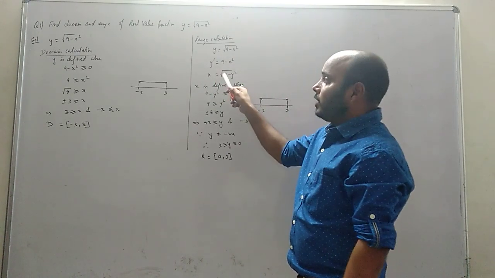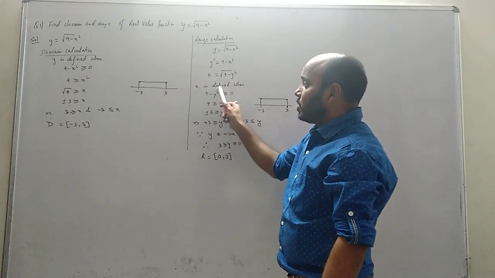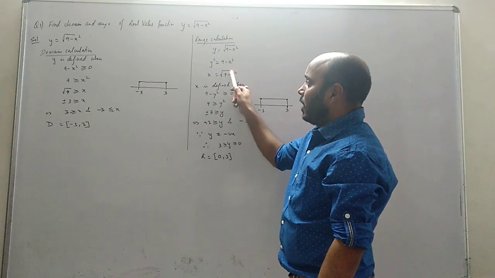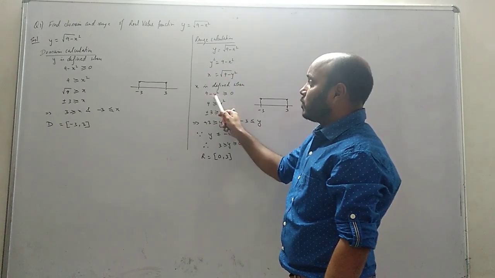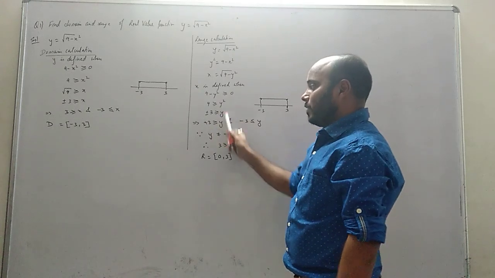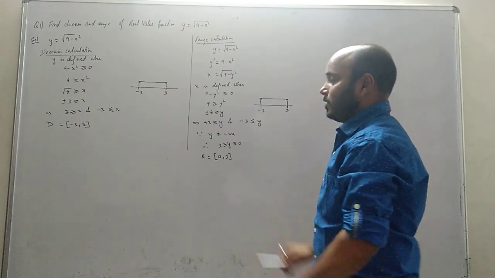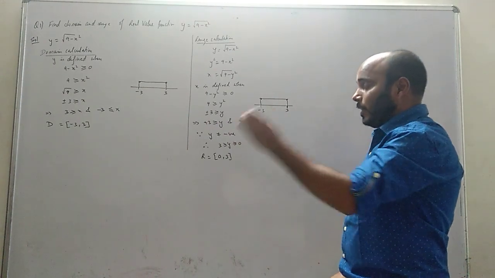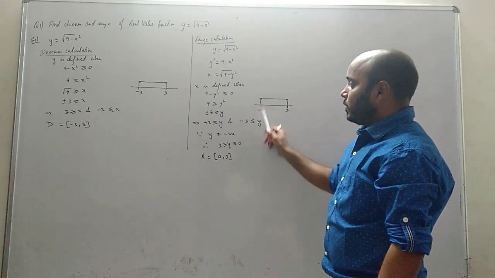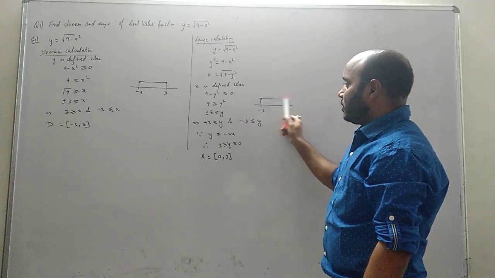Now again, under which condition is this? Case 2, there is something inside the under root. So x is defined when 9 minus y square is greater than or equal to 0. Again solve it the same way. So we'll get y less than or equal to 3 and y greater than or equal to minus 3. Now here comes a twist. Listen very carefully. That means greater than or equal to minus 3 this side, less than or equal to 3 this side.